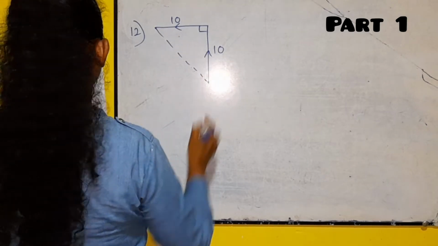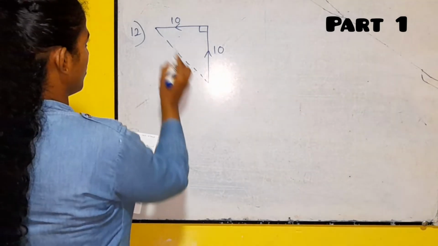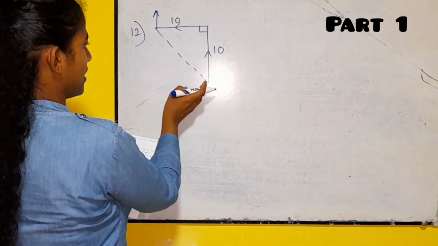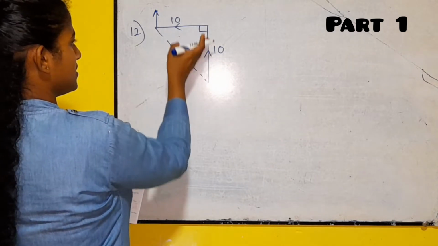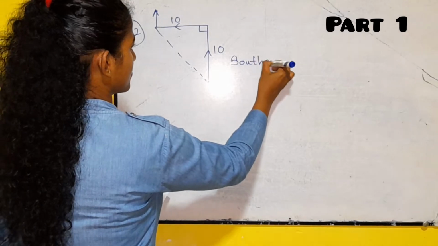Then in which direction can he see the starting point now? This is north and this direction will be the southeast. Southeast is this direction. Southeast is the answer.